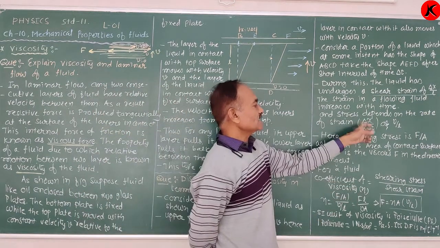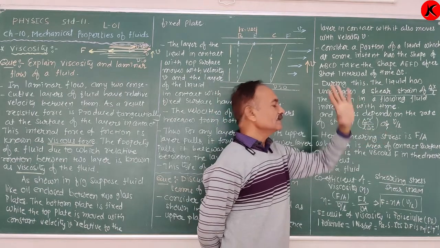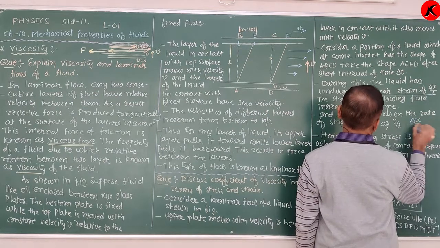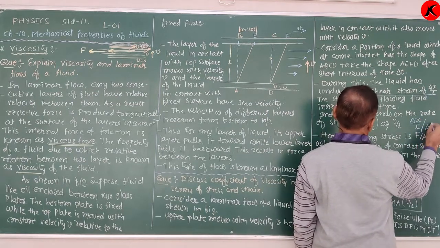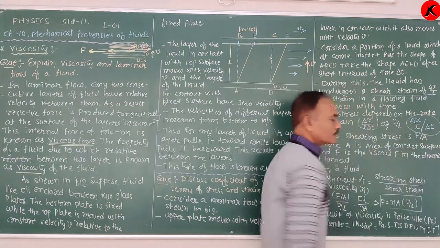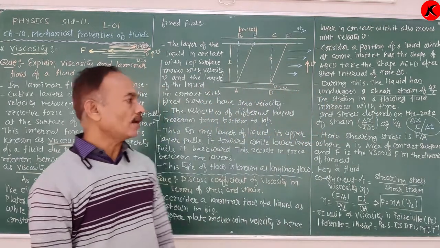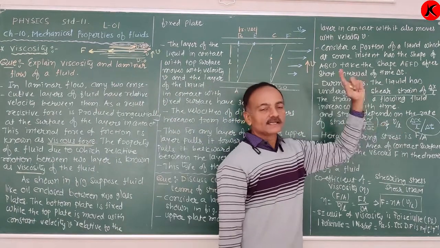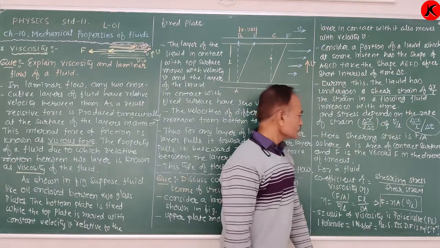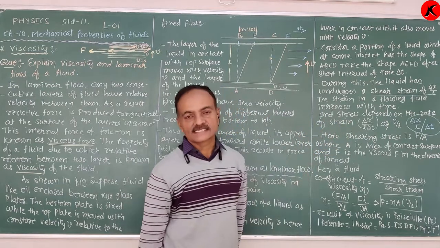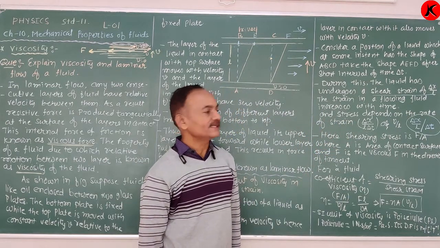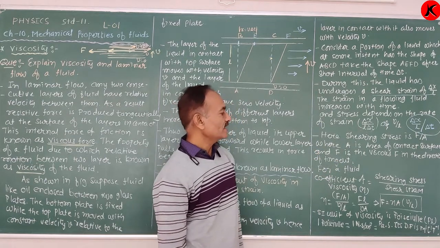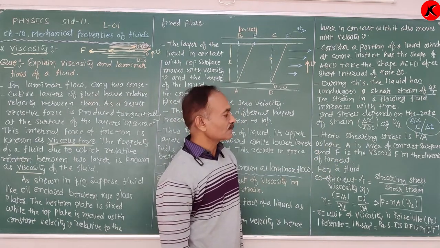Therefore, delta x upon L into delta t: delta x upon L is our strain, and the strain upon delta t is the rate of strain. Whatever stress is produced depends on the rate of strain. Here the stress is the force per unit area, F upon A, where A is the area of the contact surface and F is the viscous force.